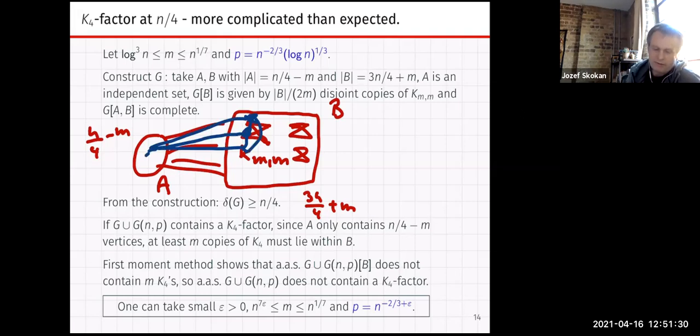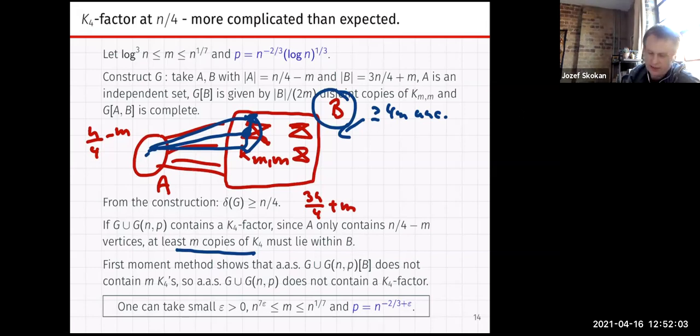But if you use copies that use at least one vertex from A, then you cover 4 times the size of A vertices of the whole graph. 4 times n/4 minus m is n minus 4m. And that leaves you at least 4m uncovered vertices in the set B. So that means you need to find at least another m copies of K4 which are only contained in the set B.